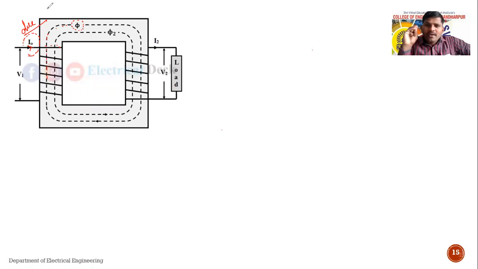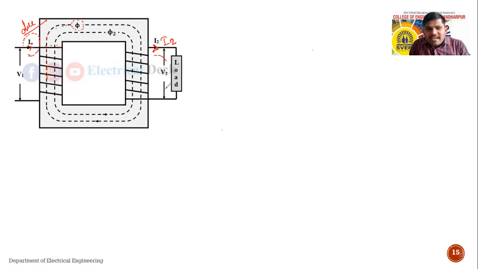Okay. Now consider when the transformer is on load condition. That means when the transformer is loaded, on the secondary side there is a load connected. When a load is connected on the secondary side, current will start flowing from the secondary side. So this current I2 will start flowing from this secondary side.